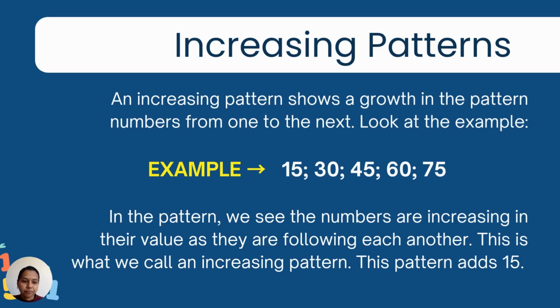Increasing patterns. An increasing pattern shows a growth in our pattern from one number to the next. If you look at the example, we've got 15, 30, 45, 60, 75. In this pattern, you will notice that it's increasing and that the number is increasing by 15. So we say the number pattern is increasing by adding 15 from one number to the next. As you can see, the number pattern is adding 15 each time.